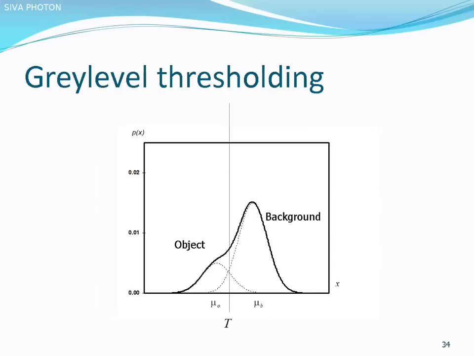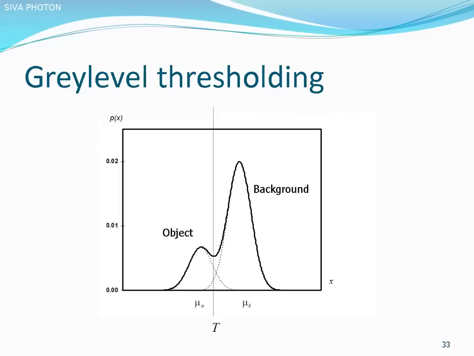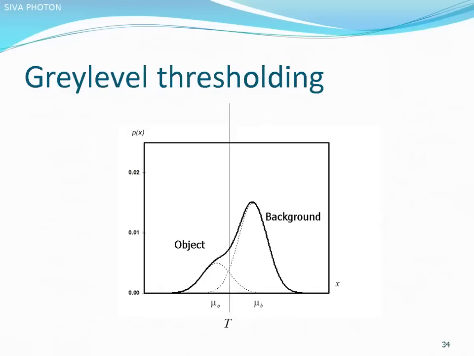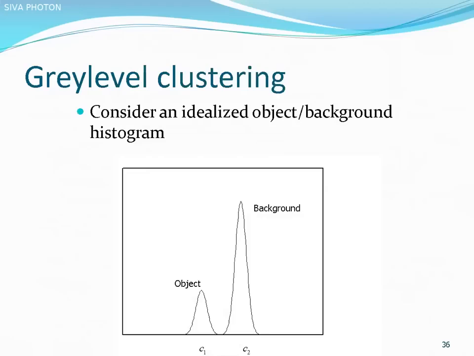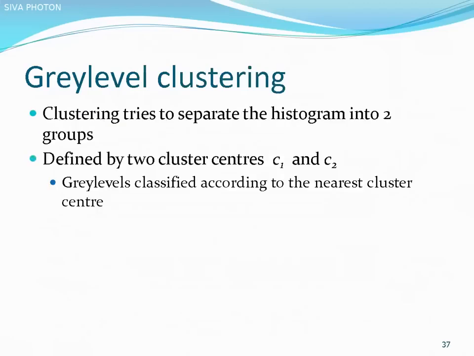Here they are closing that valley and interconnecting the two peaks. When you interconnect them, it is nothing but filling that overlap region. So for greater histogram overlap, the pixel misclassification is obviously greater. In that overlap region, misclassification will be more. So here you consider a normal object and the background image.